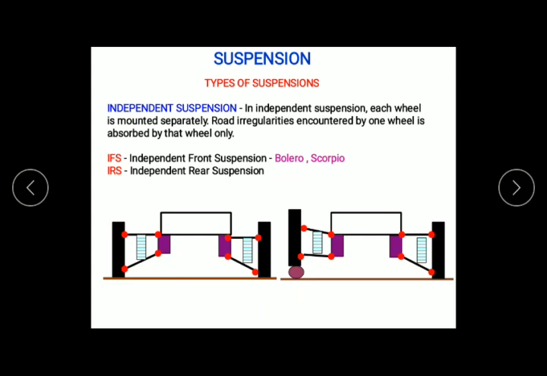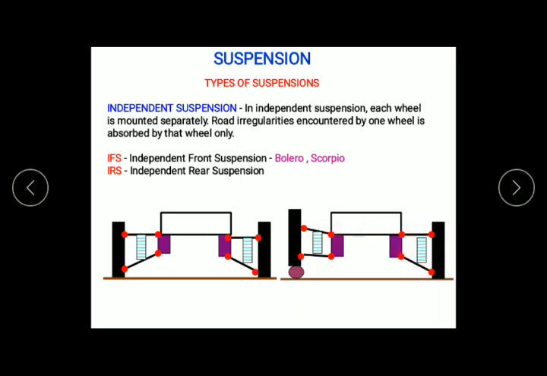Independent suspension. In case of independent suspension, each wheel is mounted separately. The road irregularities encountered by one wheel are absorbed by that wheel. In this case, both wheels have a separate suspension system. As you can see, when there is an irregularity on one wheel, it cannot transfer to the other wheel.